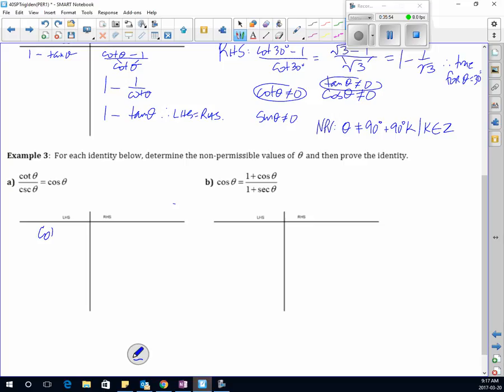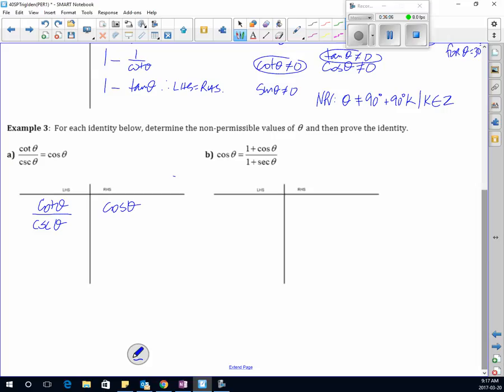Okay. Cotangent theta over cosecant theta equals cos theta. So, pretty obvious which side is the more complicated side, right? The right side. Cos theta is pretty elementary. Okay, so what are we going to do here? If we know our end result is getting the right side cos theta, then what would we do here? Make them into sines and cosines. So what's cotangent equal to? Cos theta divided by sine theta.